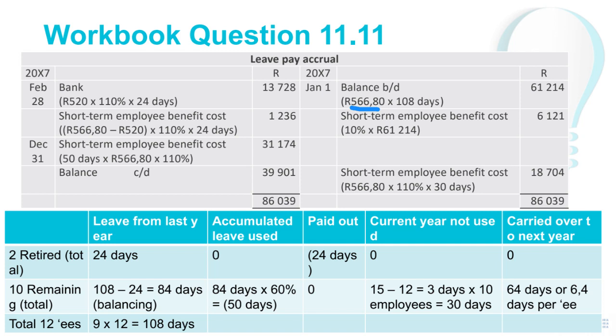The 566.80 is the cost to company, right? So look at your question, it's the cost to company. Then we multiply it by 108 days. Why 108 days? Because we have all 12 employees at the beginning of the year, right? So we're trying to create the opening balance.